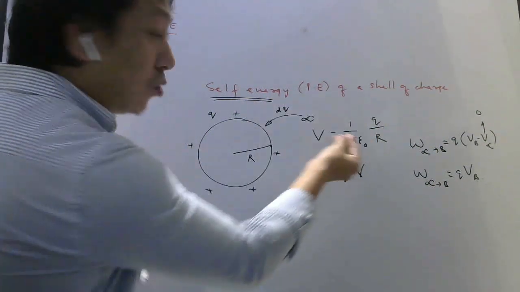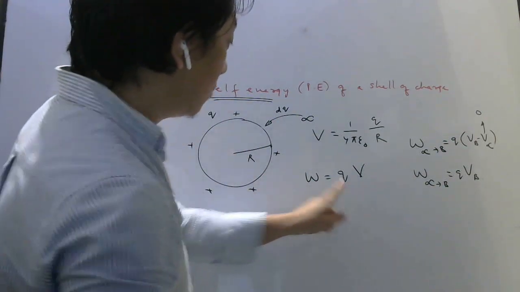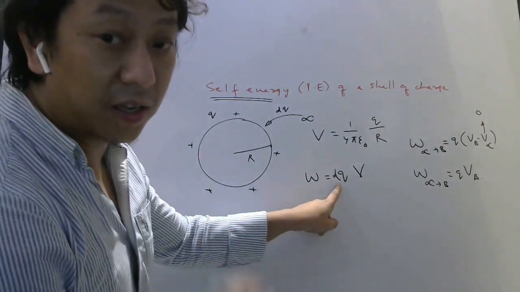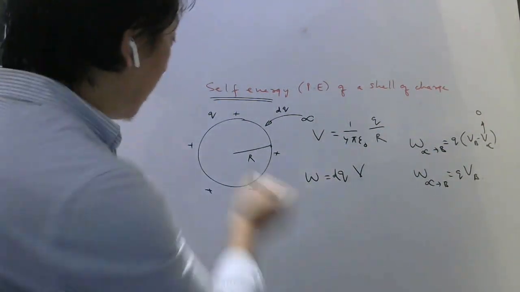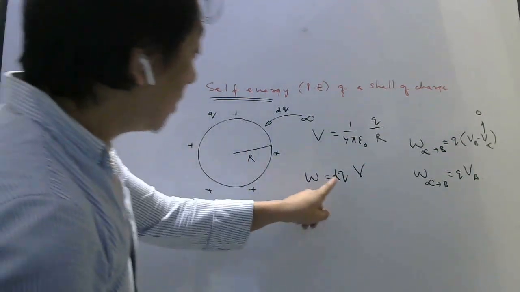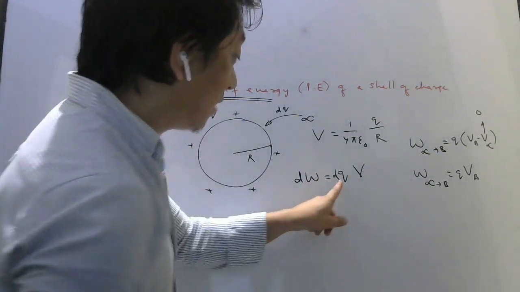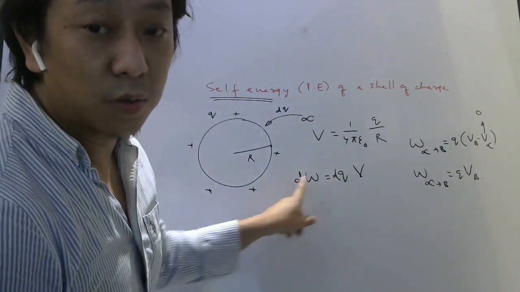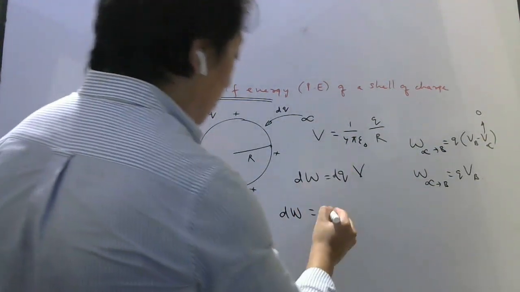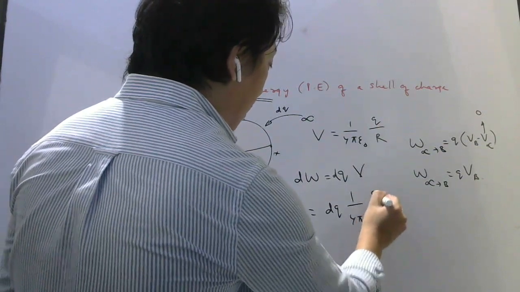So whatever dq you are bringing from infinity and spreading on the surface, you bring dq amount of charge against the forces of those charges which are already present. So the work done will be dq into potential. This is dw, because the charge we are bringing is small, so the work done also will be small. What is dq? dq is just dq. What is potential? 1 by 4 pi epsilon naught q by capital R.